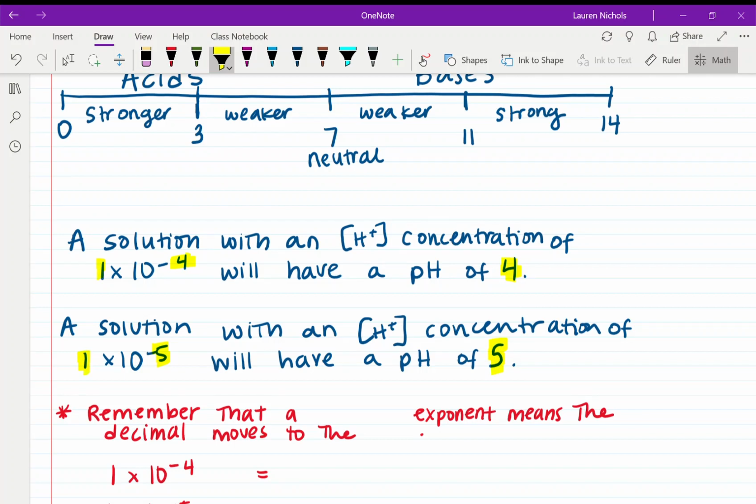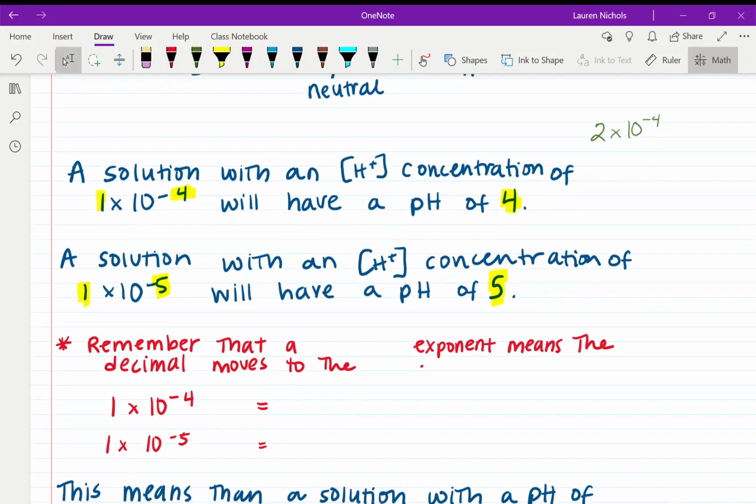But if you have something that's times 10 to the negative 4 H plus concentration, your pH will be around 4. So for example, if instead of 1 times 10 to the negative 4, you had 2 times 10 to the negative 4, it would still be around a pH of 4. It would just maybe be like 4.2 or 4.3, and not exactly 4. Same thing with a pH of 5 if it's 1 times 10 to the negative 5.